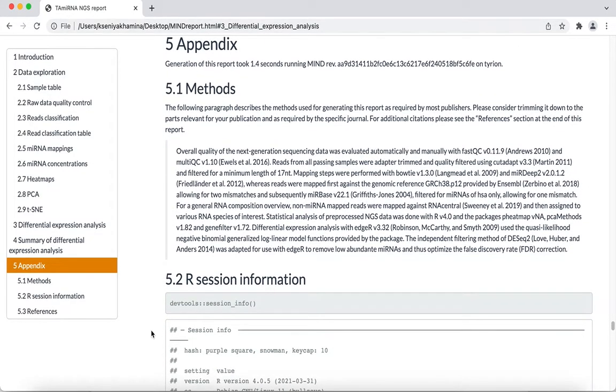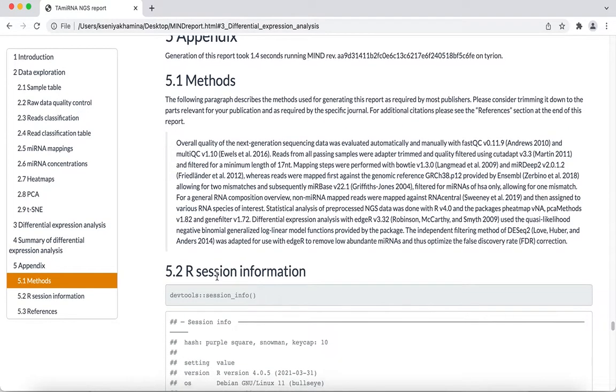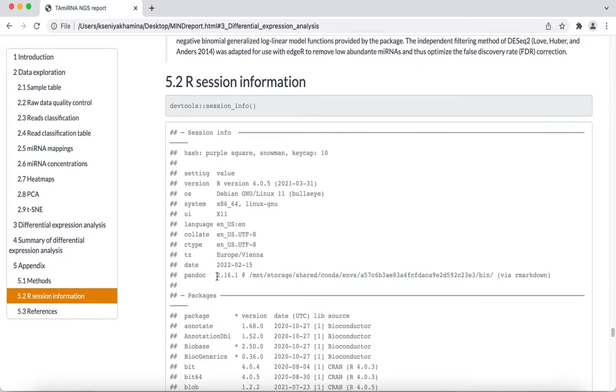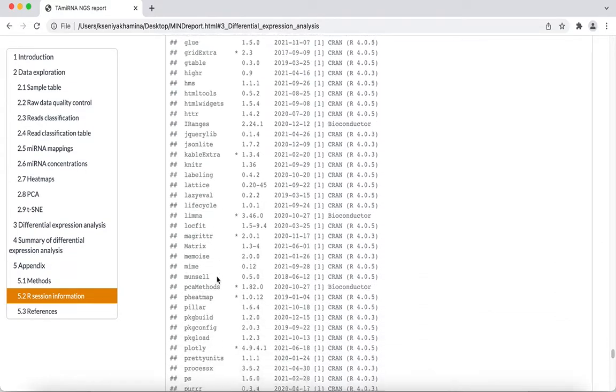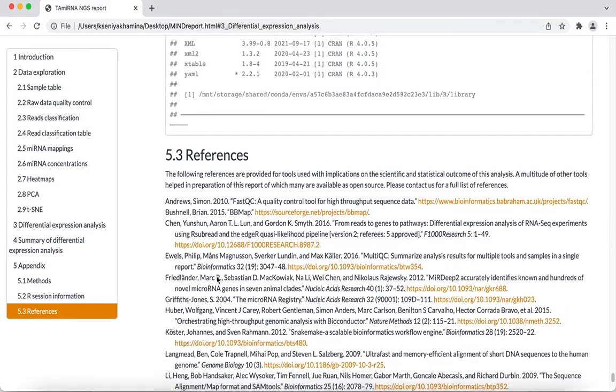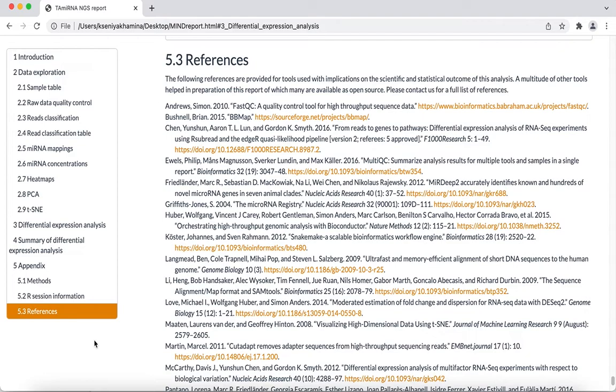5. The appendix contains information about methods that were used in order to generate this report, about R session information in order to ensure reproducibility, and finally 5.3 contains references.